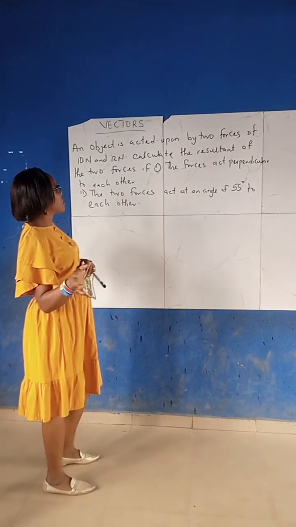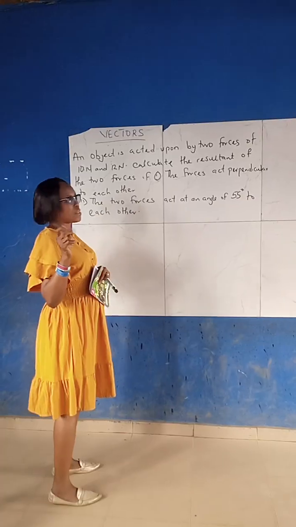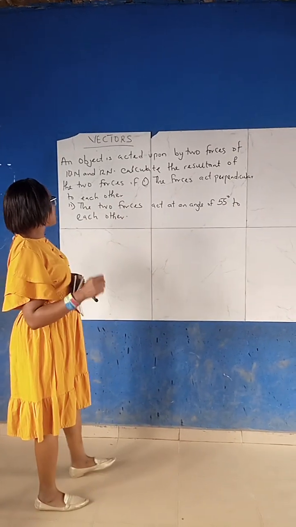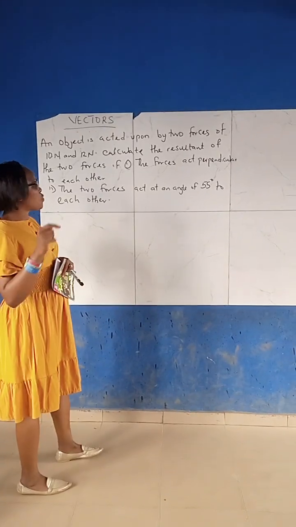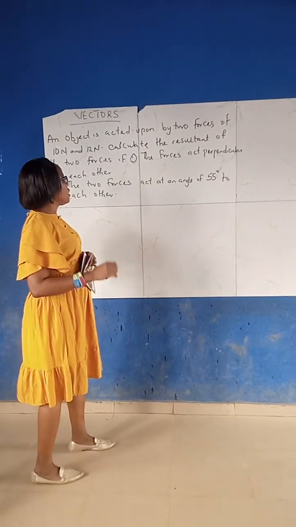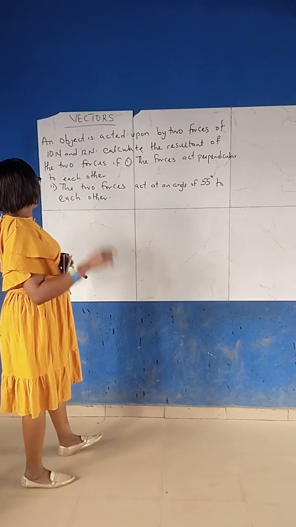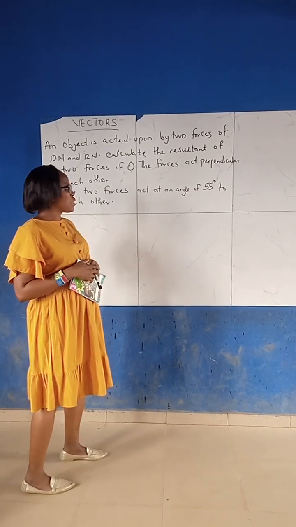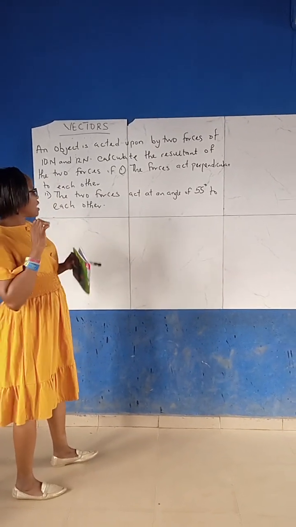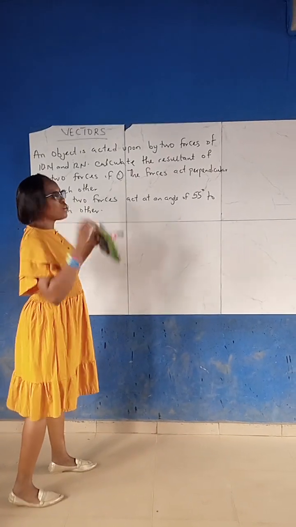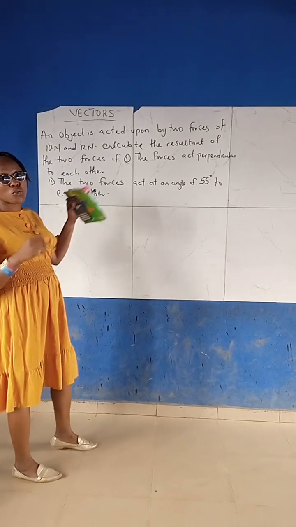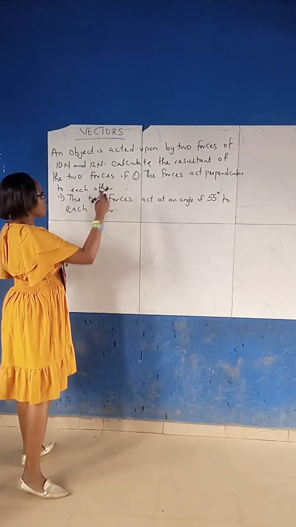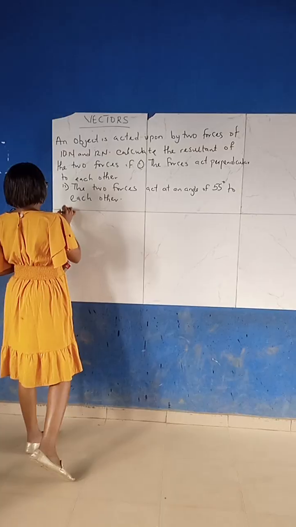An object is acted upon by two forces of 10 Newton and 12 Newton. Calculate the resultant of the two forces. 1. If the forces act perpendicular to each other. 2. If the two forces act at an angle of 55 degrees to each other. So we have two questions on the board. Let's quickly solve the first question. Question 1.